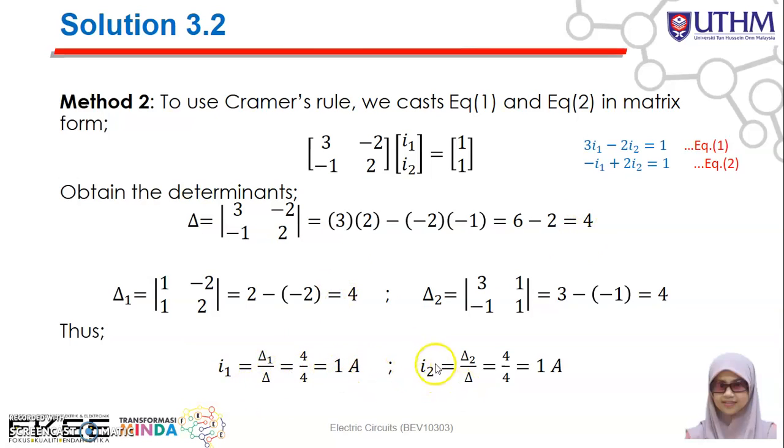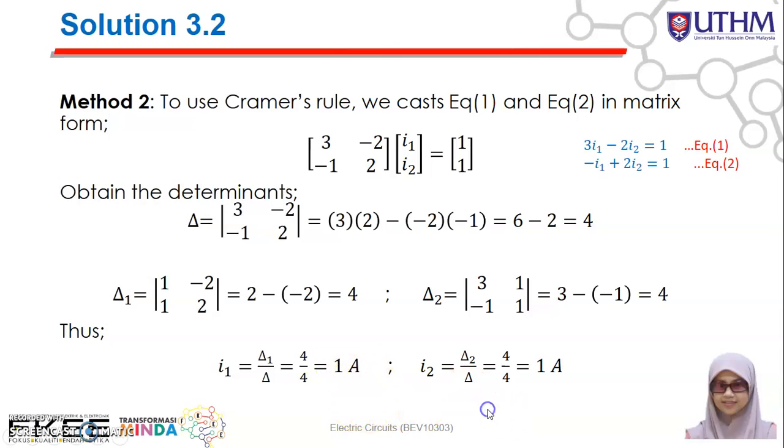And then for the mesh current I2 is equal to delta 2 divided by delta. So here 4 divided by 4 is equal to 1 ampere. Okay, so you can just prove that by using both method 1, which is the elimination technique, and method 2, which is the Cramer rule. You are getting the same value of mesh current.